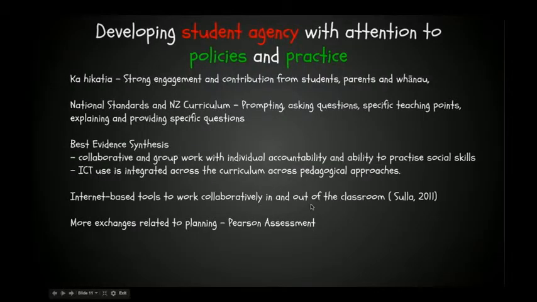When we're making a change to our teaching practice, we want to look at current policies and pedagogies that are already in place that are going to guide us really in the decisions that we're making around our students' learning. If we have a look at current policies and practice in New Zealand education at the moment, there are a number of guiding forces out there.